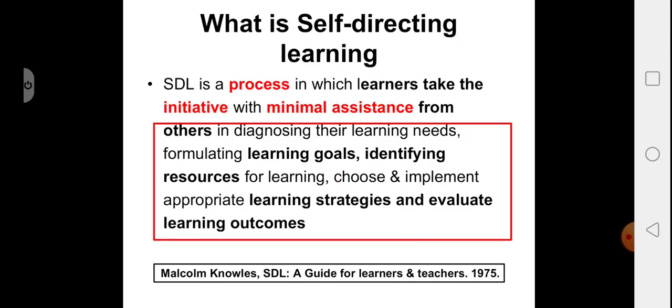So according to Malcolm Knowles, self-directed learning is a process in which learners take the initiative with minimal assistance from others, be it peers or teachers, in diagnosing their learning needs, formulating the learning goals, identifying the resource material needed for learning, in choosing and implementing appropriate learning strategies, and evaluating the learning outcome.